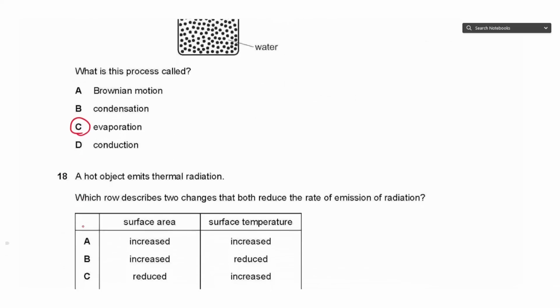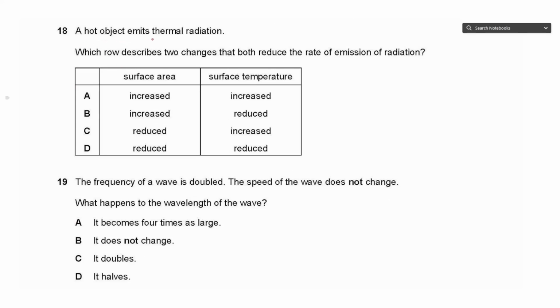Question 17 says the diagram shows the more energetic molecules escaping from the surface of a liquid. What is the process called? This is called evaporation. Question 18 says a hot object emits thermal radiation. Which row describes two changes that both reduce the rate of emission of radiation? So reducing the rate of emission means that the surface area decreases and the surface temperature also decreases. So the answer here is D.